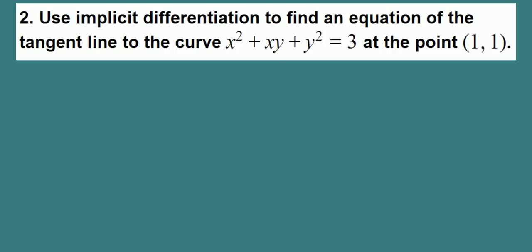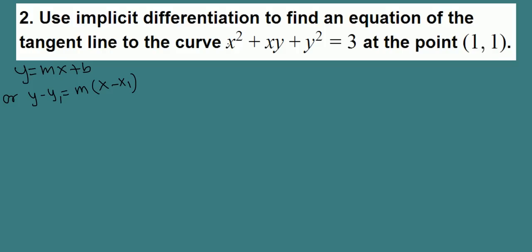We need to find an equation of tangent line. So equation of tangent line is just y equals mx plus b, or we can use y minus y1 equals slope m times x minus x1. In either case we need slope of tangent line. That's the derivative, and derivative at this particular point (1, 1).